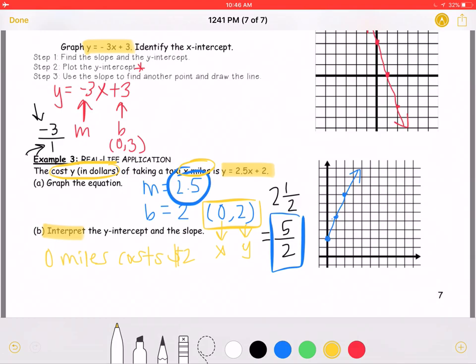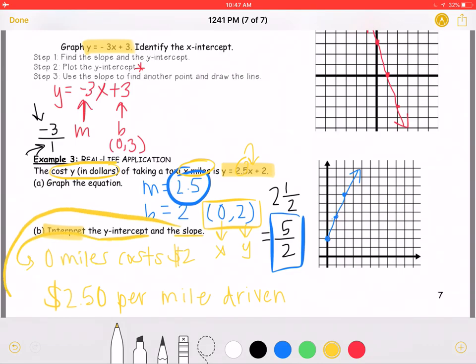Now let's interpret the slope. The slope is 2.5. Now it's 2.5 times x, which means that every mile that you drive, it costs $2.50. So it's $2.50 per mile that this taxi drives you. So $2.50 per mile, maybe you want to say driven. But that's interpreting our y-intercept and our slope. That's what we just did there. Interpret, remember, means to explain, which is what we just did.